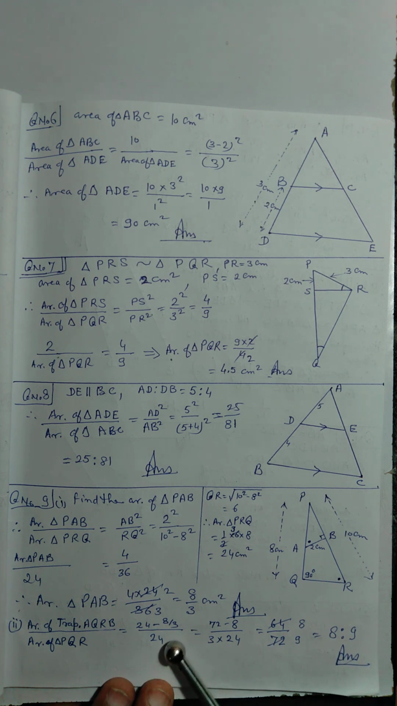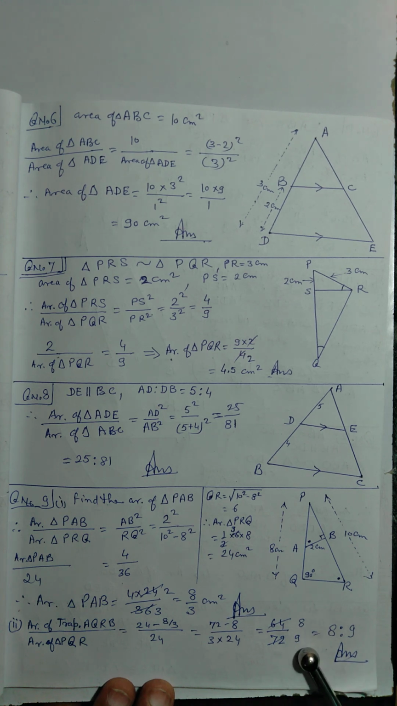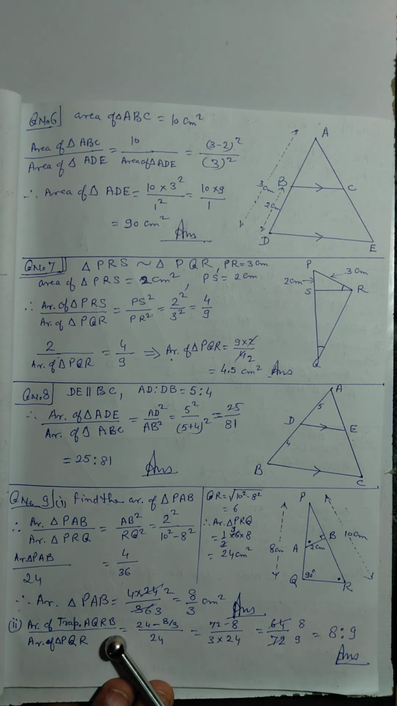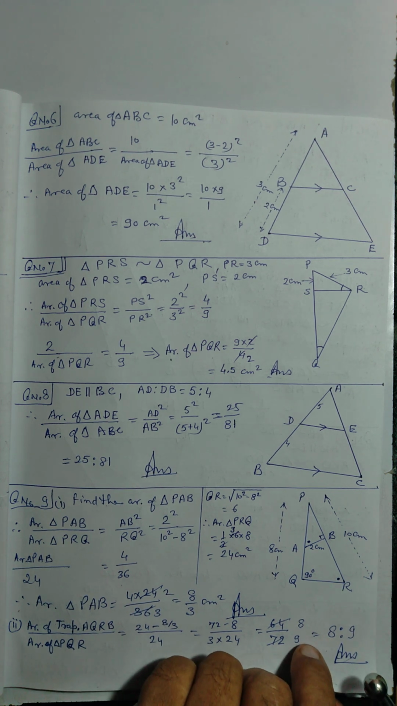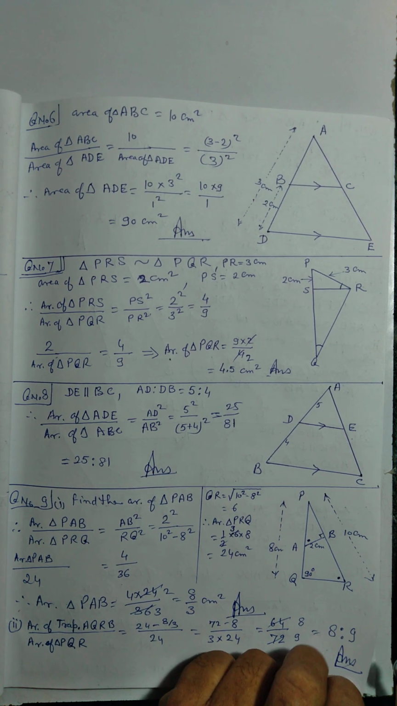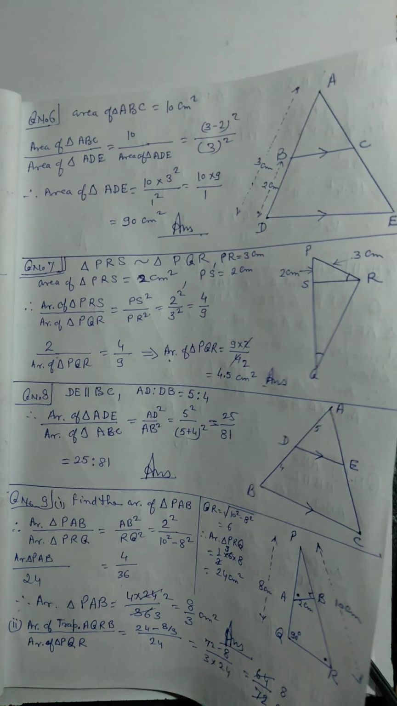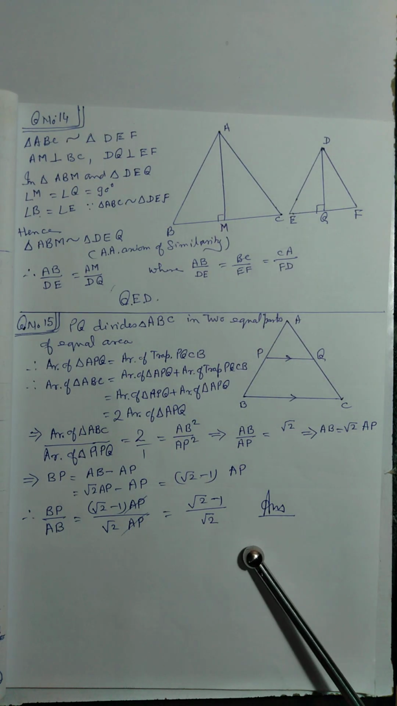So solve it, you will get 72 minus 8 upon 3 into 24. Again you will get 64 upon 72, that is 8 by 9. So 8 is to 9. This will be the ratio of the area of trapezium upon area of triangle PQR. So in this way the question number 9 is completed. Now proceed to the question number 10.